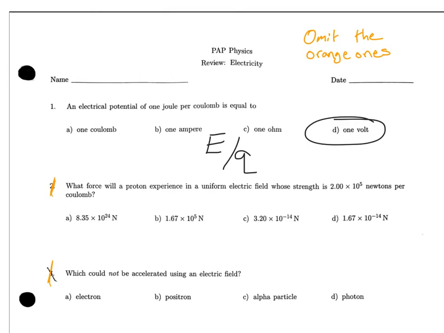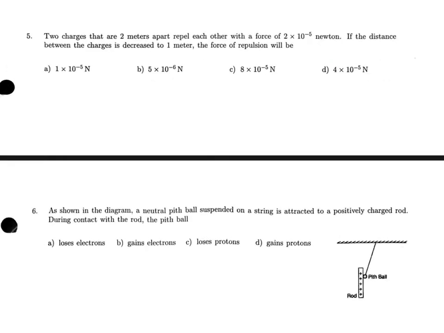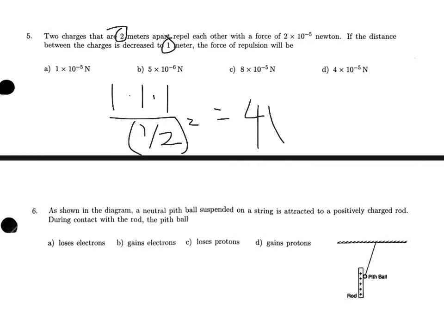All right. Next up, we skipped, I think, 2, 3, and 4. So we've got two charges a meter apart, and they attract each other with a force of 2 times 10 to the negative 5th newtons. If the distance between the charges decreases to 1 meter, the force of repulsion would be... So it's 1 times 1 times 1 divided by 1/2. Why 1/2? Well, we're going from 2 meters to 1 meter, and 1 meter is half of 2 meters. But remember, you have to square that, and so that means the force would go up by a factor of 4. And so 2 times 10 to the negative 5th times 4 is 8 times 10 to the negative 5th, which is C.